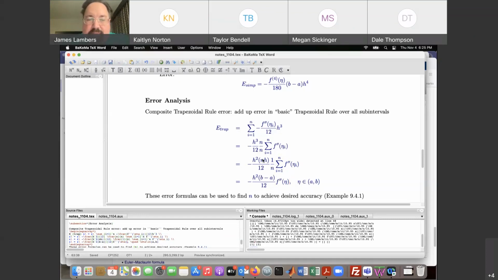So we see that both the composite trapezoidal rule and the composite midpoint rule are second order accurate. But as in the case of the Newton-Cotes rule, the error for the midpoint rule is roughly half that of a trapezoidal rule.